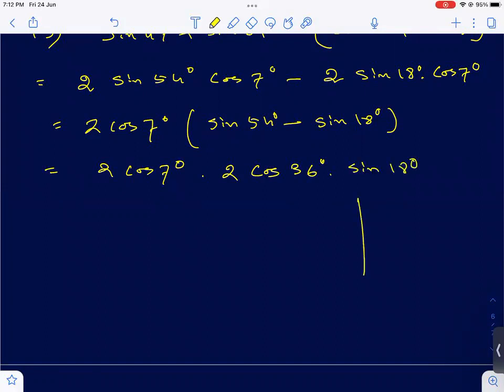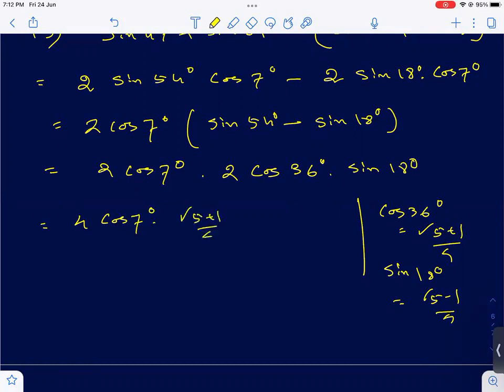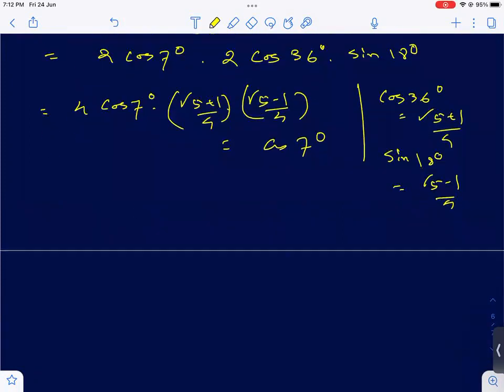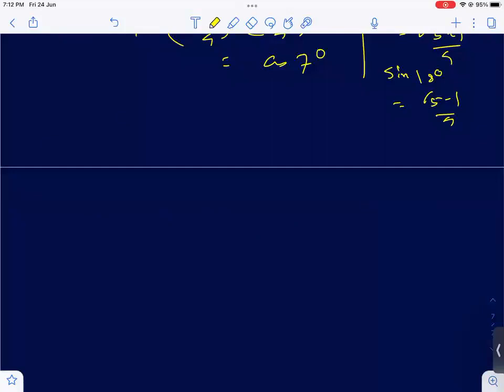Now remember once again, cos 36 degree equal to root 5 plus 1 by 4. These are very, very important formulas and always needed. And sine 18 degrees is root 5 minus 1 by 4. Therefore, we can write this as 4 cos 7 degree into root 5 plus 1 by 4 into root 5 minus 1 by 4. This is a plus b into a minus b, a square minus b square formula, coming 1 by 4. So this is coming cos 7. Okay, and it is coming to be 20.